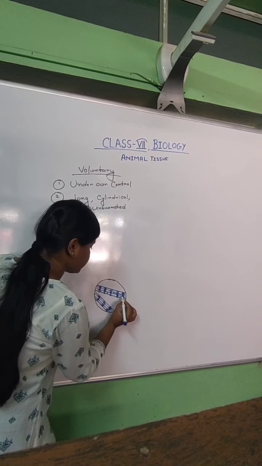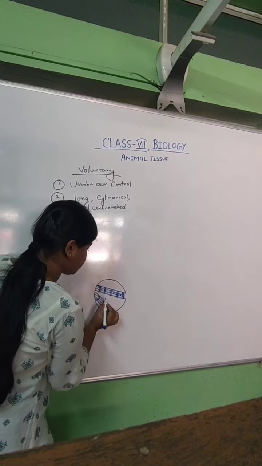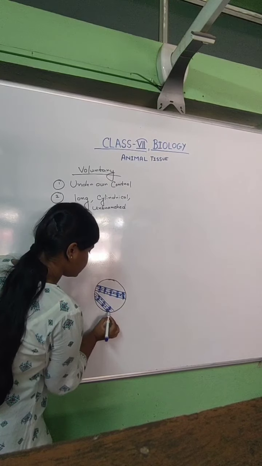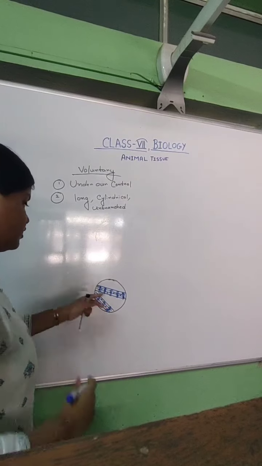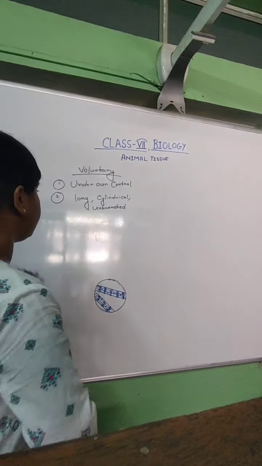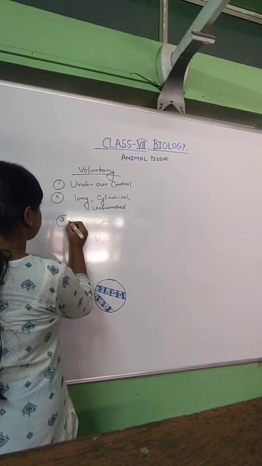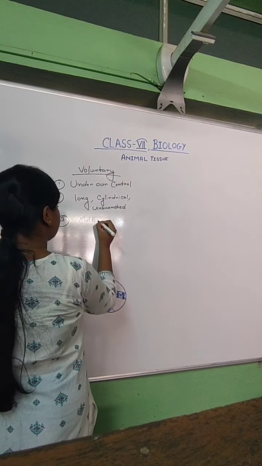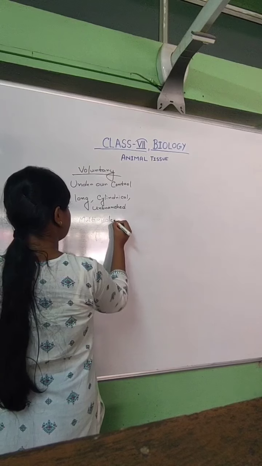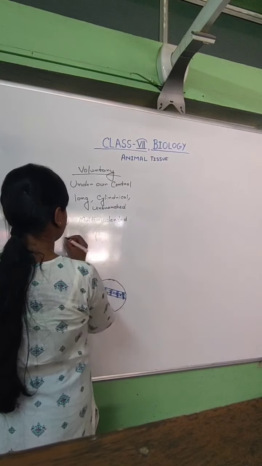There are also nuclei. Many nuclei can be present here. Okay, see, there are no branches. They are long, cylindrical, and there are many nuclei present. So, multinucleated. It would be multinucleated. Okay.